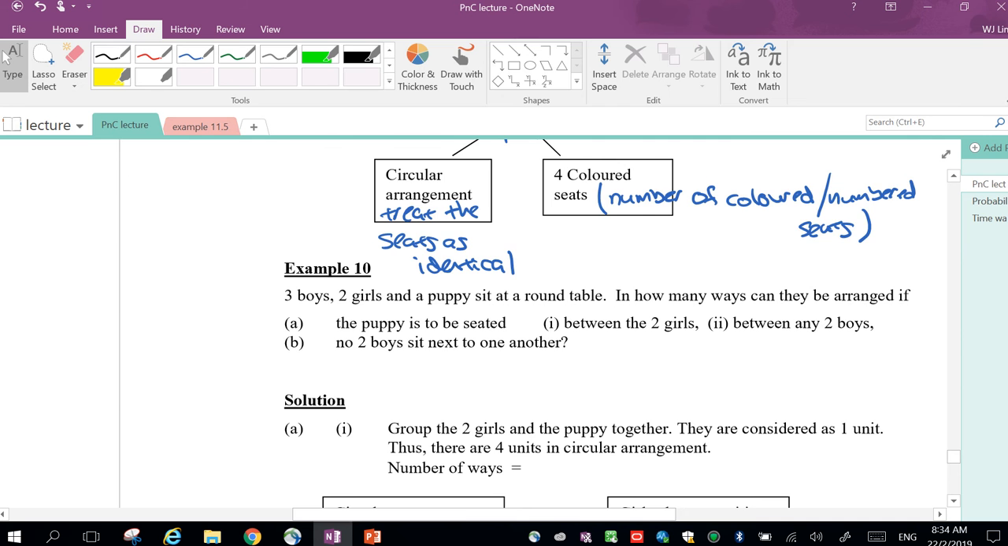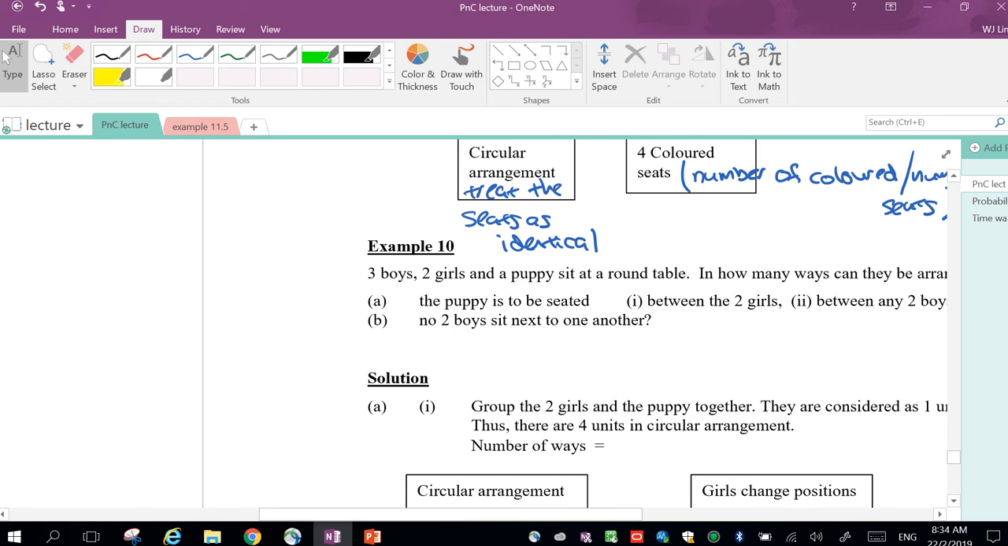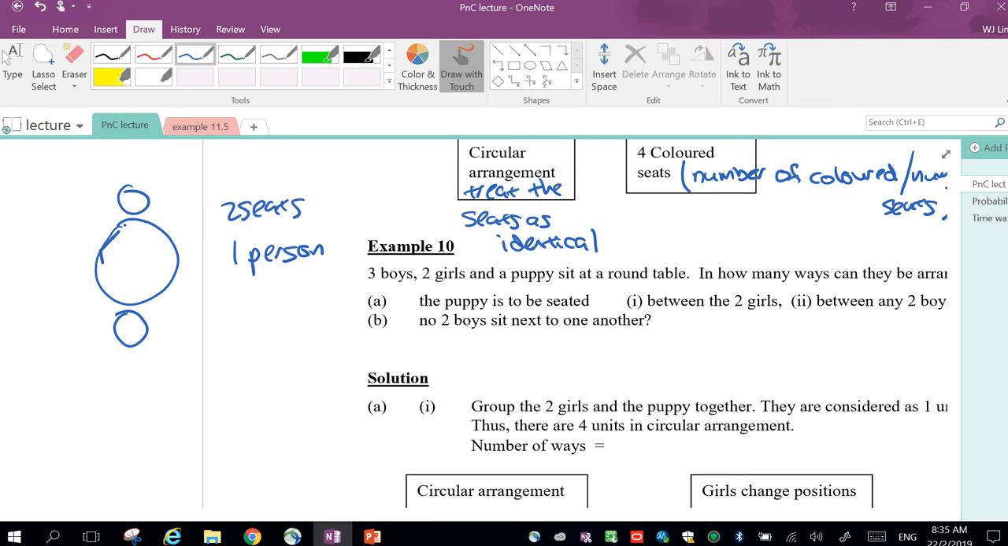I show you. I go simple case. Simple case, just 2 seats, 1 person. Like I said, you always start small first, so that you can generalize. 2 seats, 1 person, like what I teach you.